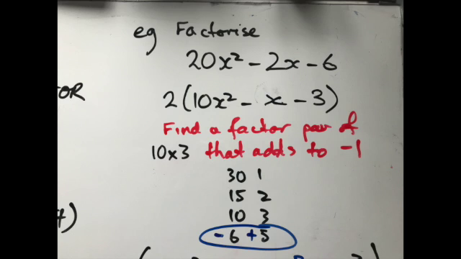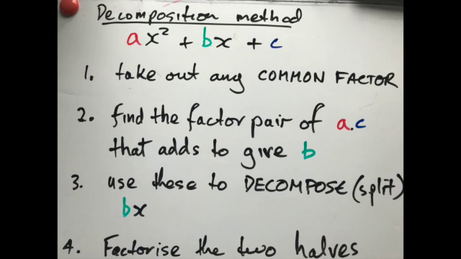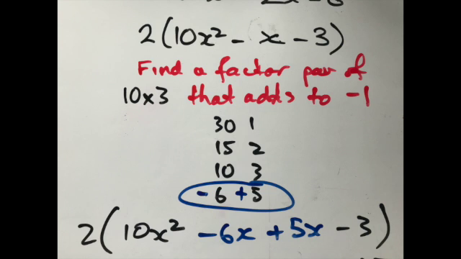and that is to use those factor pair minus 6 and 5 to decompose or split our middle term into two separate x expressions. So we're going to rewrite it, and we're going to replace that minus x with minus 6x plus 5x. In other words, the decomposing part, step 3 of our decomposing method.